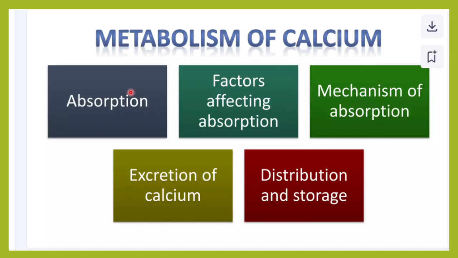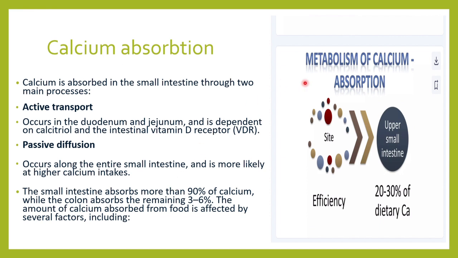So the metabolism of calcium depends upon the absorption of calcium. There are a few factors which will affect and delay the absorption, and then it is excreted in the urine, feces and sweat. Most of the calcium absorption, 90%, happens in the small intestine, and the remaining 5 to 6% happens in the large intestine. This happens via active transport and via passive diffusion.